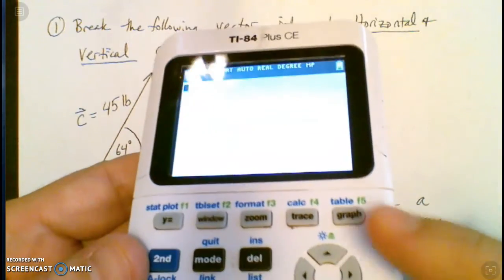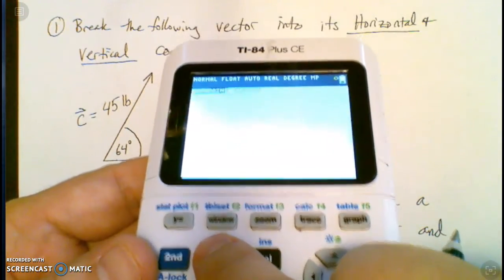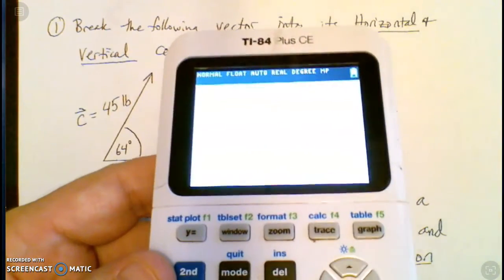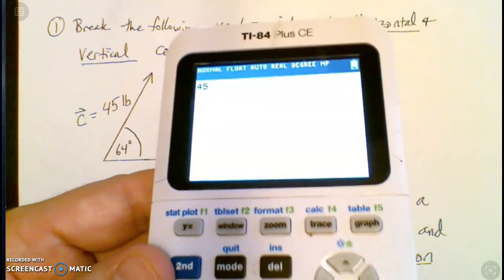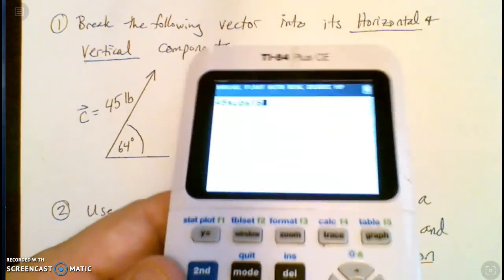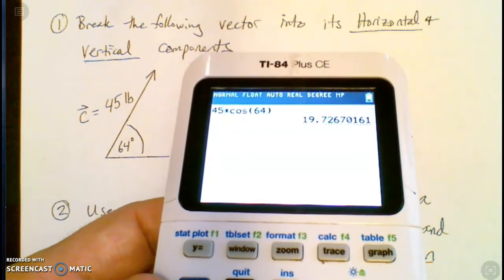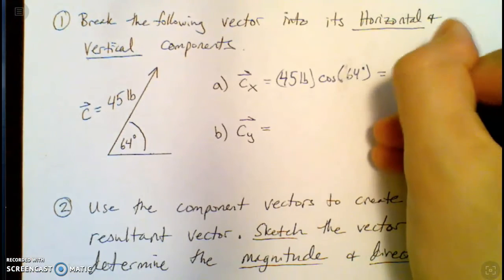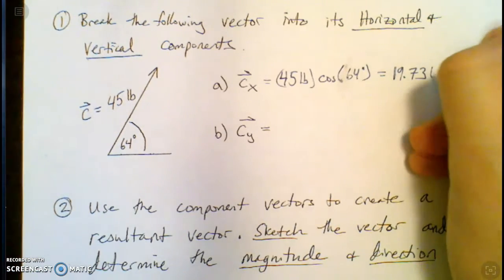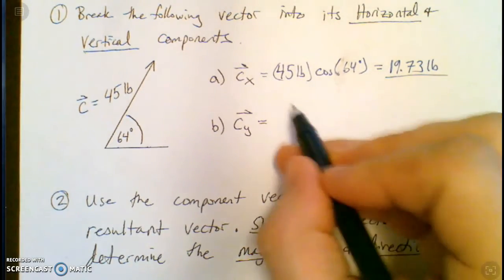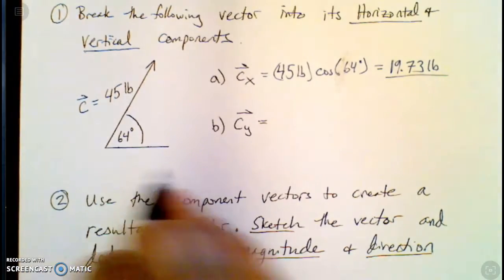Now, one thing to be careful of, if you're on a scientific calculator, it usually defaults to degrees, but if you're on a graphing calculator like this one, make sure you hit mode and check that you're in degrees. Okay? I know I've said that in a few videos. So all I got to type in is 45 times cosine of 64 degrees. And since I'm in degrees, I just type in 64. And I get 19.73 is good enough. I'll just say, let's go 2 decimal places unless you're told otherwise. Okay. Now, that's how much of this force goes sideways.